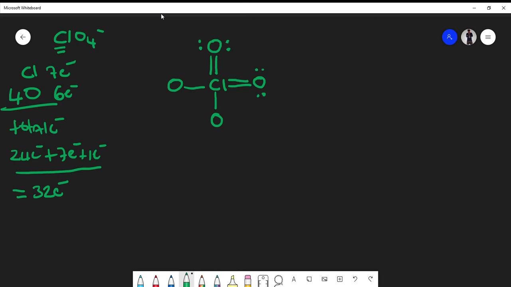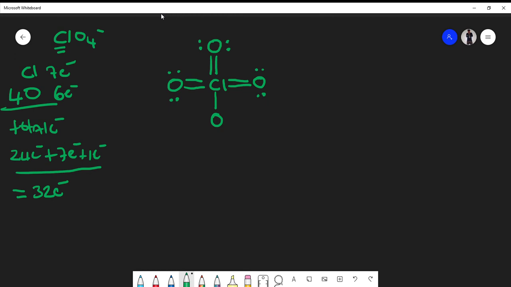So let's count how many total electrons we've used thus far. We've used 2, 4, 6, 8, 10, 12, 14, 16, 18, 20. So we've used 20 thus far, and we still have about 12 more to place. Now, I can do the same thing on this side, forming a double bond and giving this oxygen 2 pairs of lone pairs. So now we've used 2, 4, 6, up to 26. That means we only have about 6 more electrons to place.